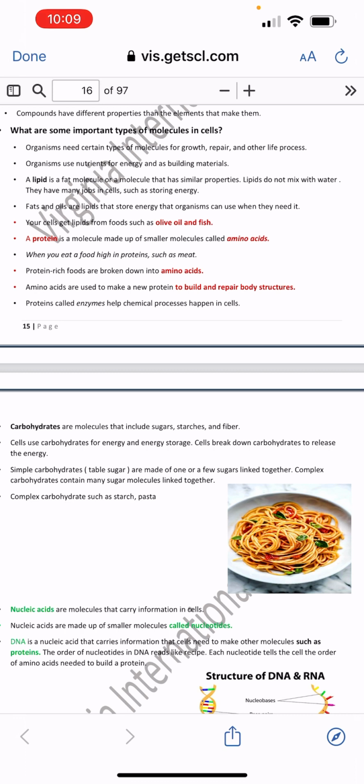Let's go to the protein. First, you have to know that the protein is made up of smaller molecules called amino acids. So imagine that a protein is a large chain, and its small subunits are called amino acids. So when we want to build a new protein, we combine the small amino acids together to make this protein.